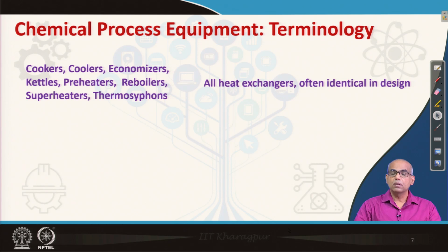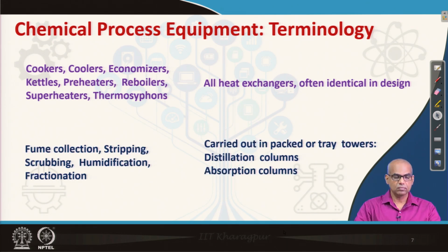Now, let us be familiar with certain terminology. Cookers, coolers, economizers, kettles, preheaters, reboilers, superheaters, thermosiphons, all are heat exchangers, and they are often identical in designs. Fume collection, stripping, scrubbing, humidification, fractionation, all are carried out in packed towers or tray towers. And these towers you know as distillation columns or absorption columns, as you have studied in mass transfer courses.